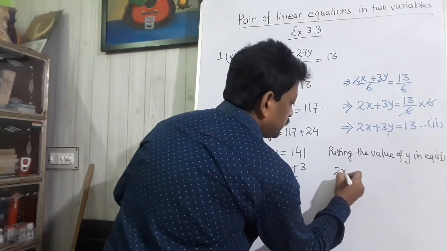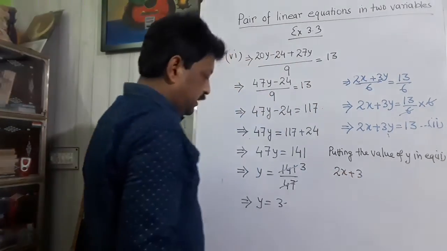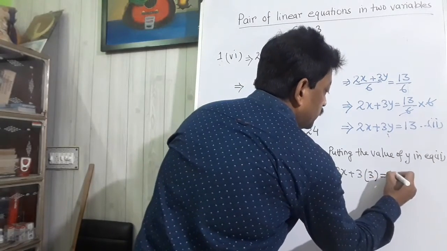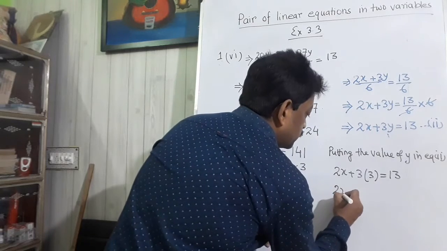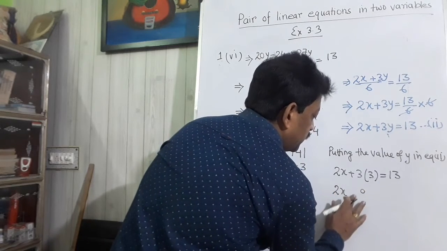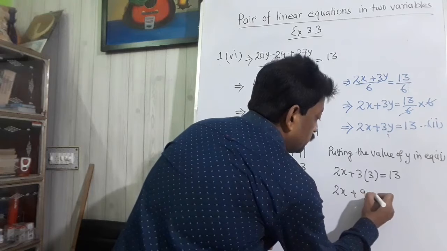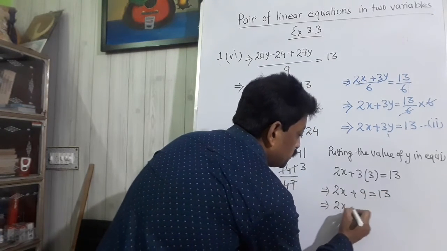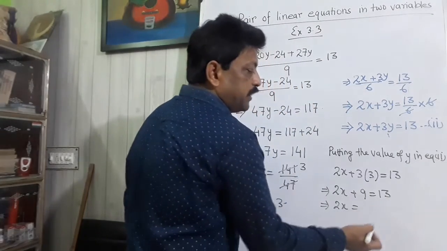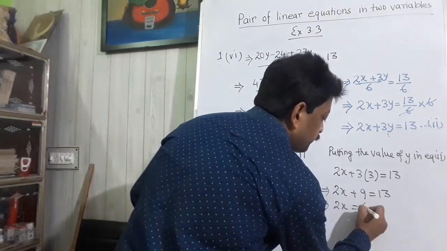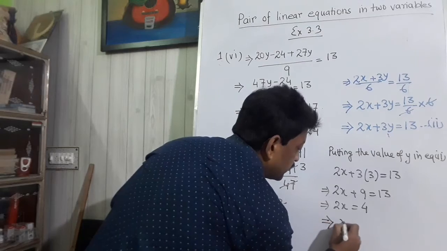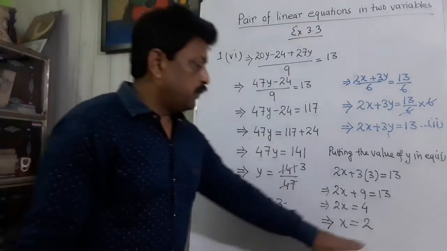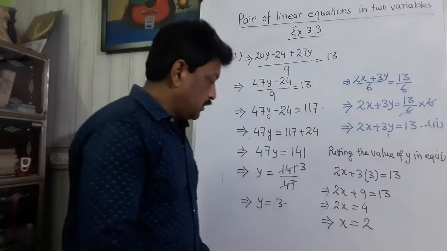So 2x plus 3y, in place of y I have to write 3 equals to 13. So 2x plus 9 equals to 13, which implies 2x equals to 13 minus 9. So 13 minus 9 is 4, which implies x is equals to 4 upon 2, which is 2. Therefore we have got the value of x also.